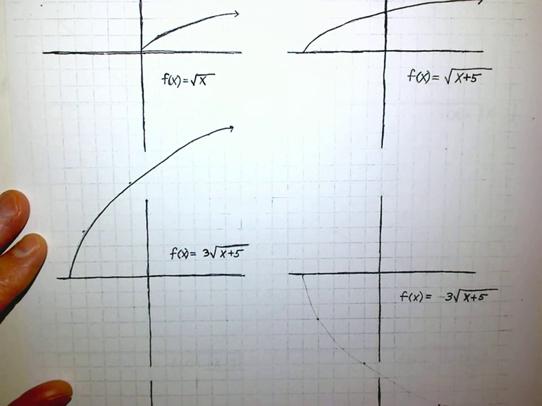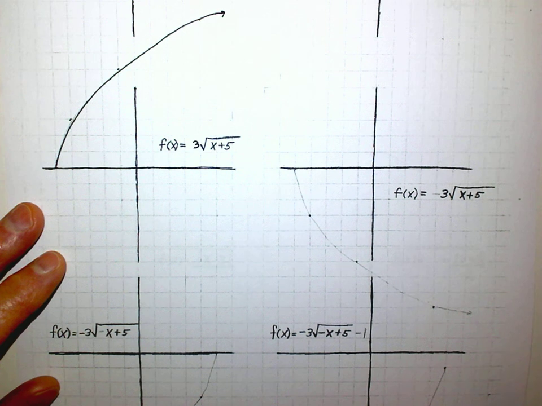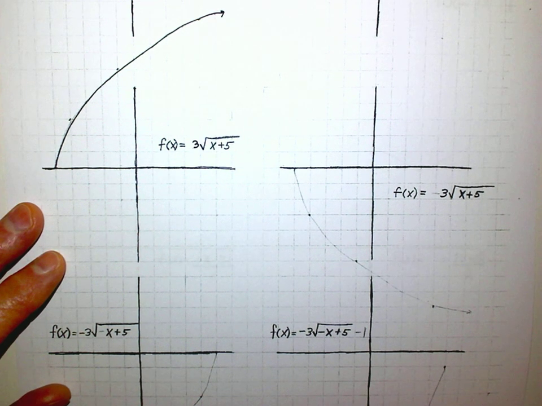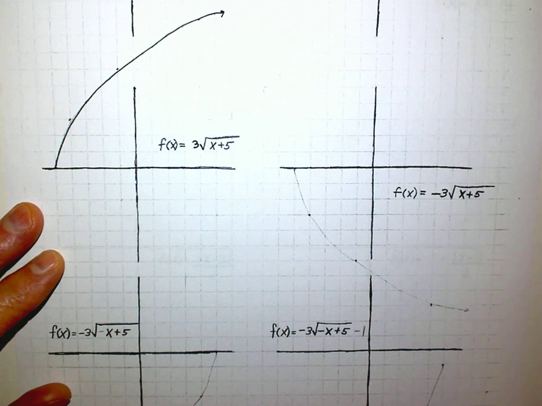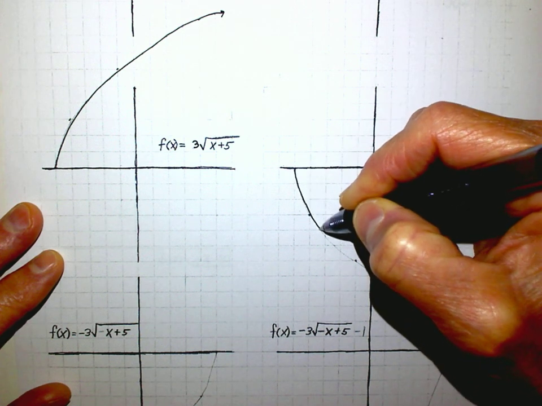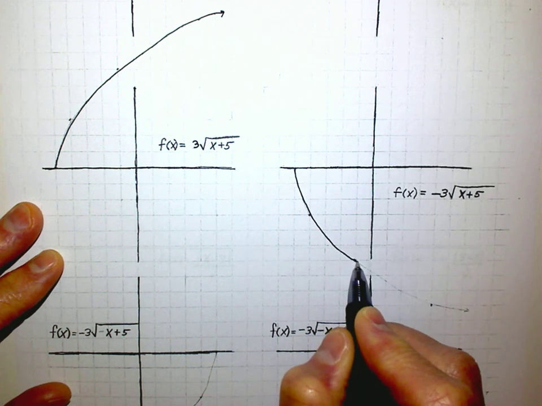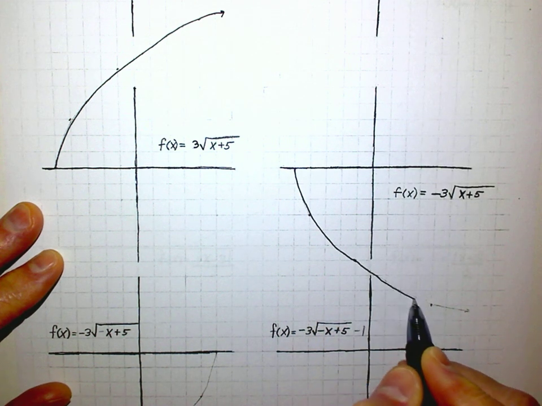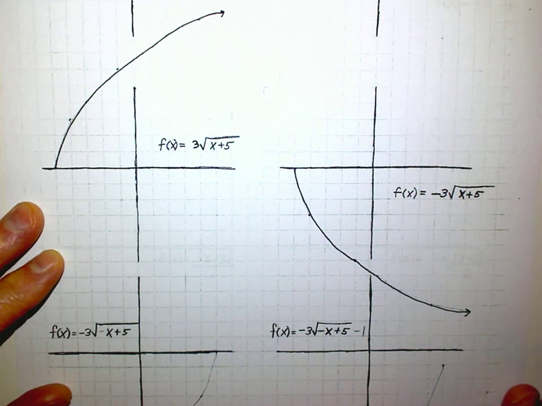If I want to flip this function upside down, we call that an x-axis reflection. I have to put a negative sign in front of the function. That causes it to flip upside down across the x-axis. Now we're off the chart the other way.